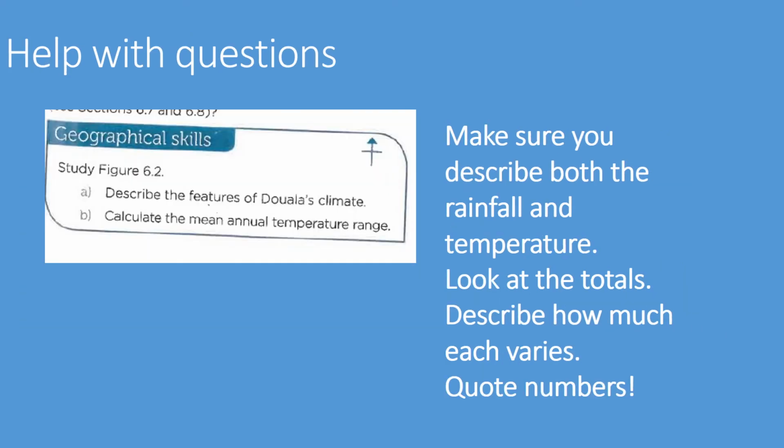Okay. Right, so here's some helpful questions. The first one is a skills question asking about a climate graph. We did speak a little bit about this in the last lesson. Make sure you describe both the rainfall and the temperature, because climate graphs have both, and you need to be able to describe both. Look at the totals. I've already told you what the totals are early on. If you go and have a look, describe how much each varies. We call that variance. So what's the difference between the highest and the lowest? The highest rainfall, the lowest rainfall, for example, and the highest and lowest temperature.